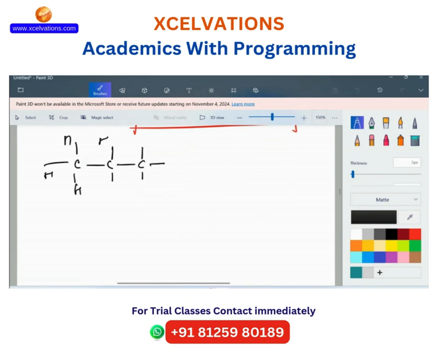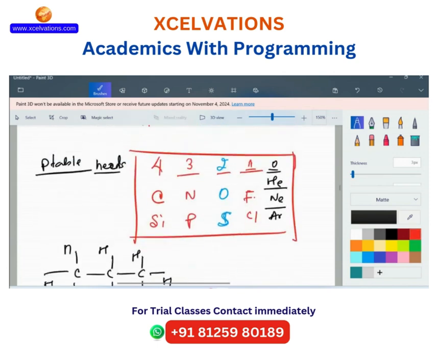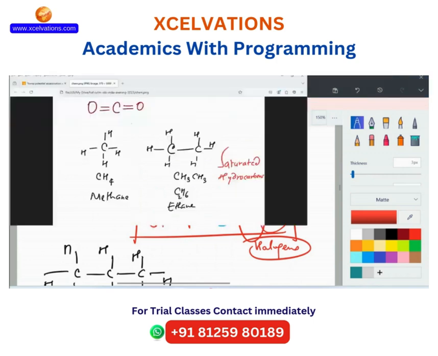Sir, what is halogens? Hold on, dear. Halogens are these. These are called halogens. The ones which have valency 1 are called halogens. They are group names. These are noble gases, inert gases. Go to ptable.com and you will find a lot of things.